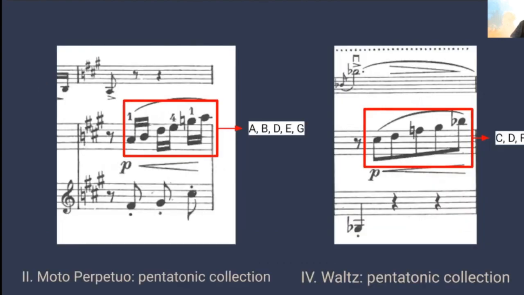Besides the two forms found in the introduction, the pentatonic collection appeared in a scale-like gesture in other movements as well. For example, in bar 29 of the second movement Moto Perpetuo, where the piano plays the pentatonic scale on the right hand, and in bar 20 of the fourth movement Waltz, also played by the piano's right hand.